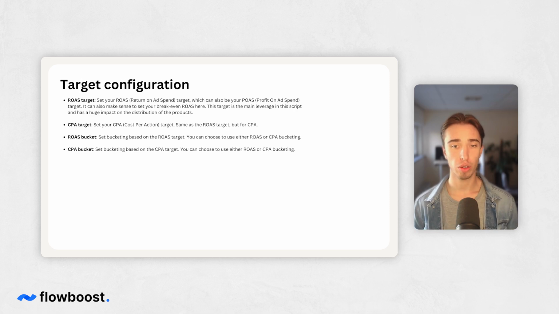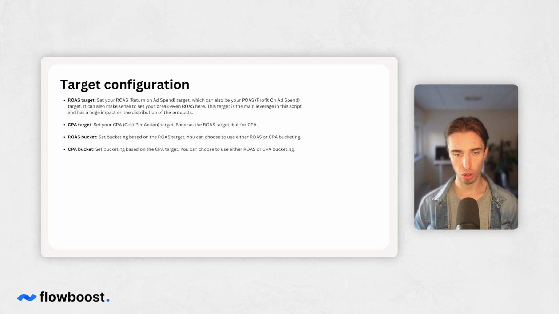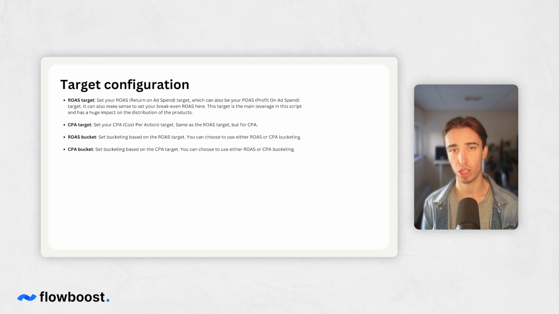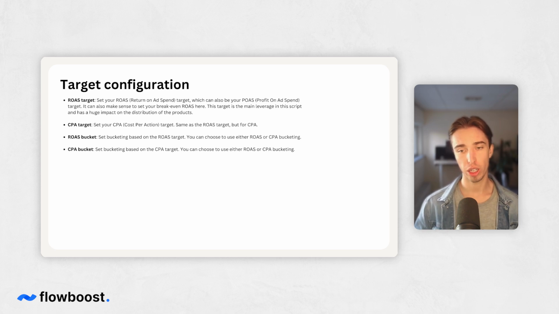For the target configuration, you can set 2 different targets and choose between ROAS and CPA buckets. So the ROAS target, this is your return on ad spend target, and it can also be your profit on ad spend target. If you have a profit bidding, then I would recommend setting it to 1, because everything above 1 is profitable and everything under is not profitable. For your ROAS, it can also be your break-even ROAS.